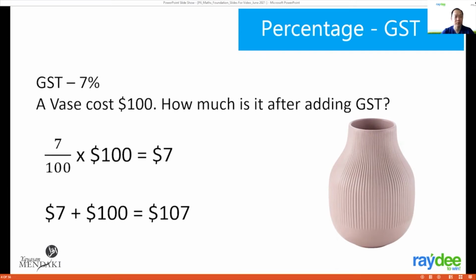First, of course, is GST. So they need to know how to calculate GST, right? Here's one example. A vase costs $100, how much is it after adding GST? So it's 7 over 100 times $100, so that's $7. Now $7 is the GST, you need to add it to the cost of 100, okay? So the total amount that the person has to pay is $107.